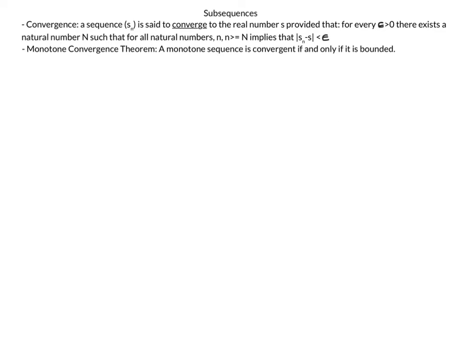First, a quick review of the definition of convergence. A sequence, Sn, is said to converge to the real number s, provided that for every epsilon greater than 0, there exists a natural number capital N, such that for all natural numbers little n greater than or equal to capital N implies that the absolute value Sn minus s is less than epsilon.